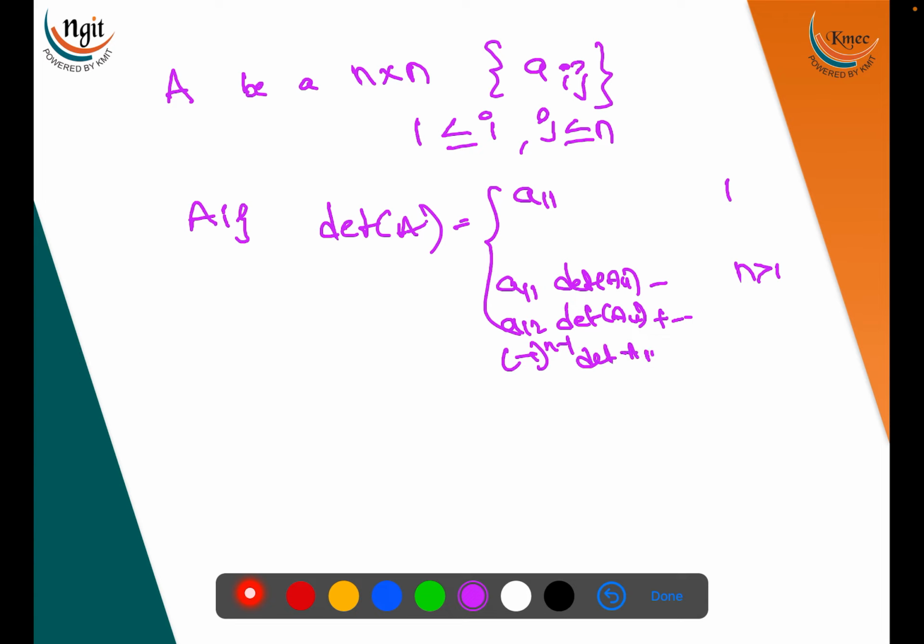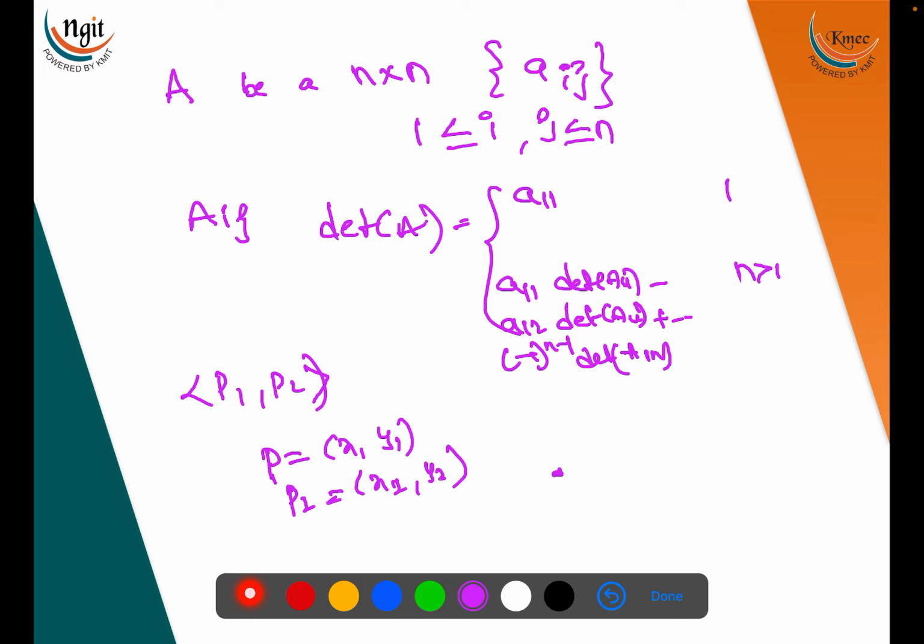Consider the directed line segment P1 comma P2 from some point P1 equal to x1 comma y1, the other point P2 equal to x2 comma y2. That means take any 3 points. I am taking these 3 points. So this point is P, this point is Q, this point is R. So this point is what? X1, Y1. This point is X2, Y2. This point is X3, Y3.